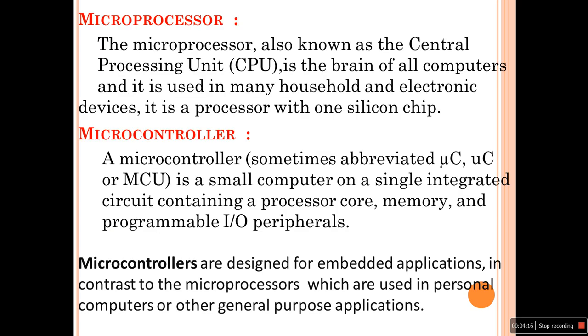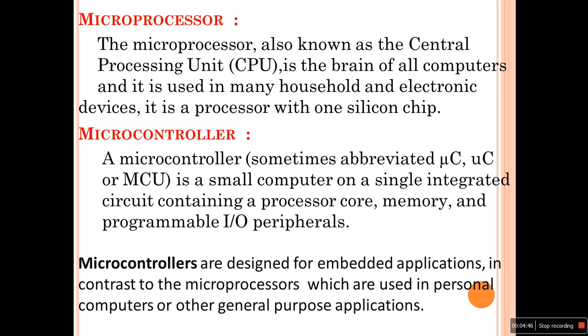How is the embedded system formed? It is formed by a computer system. A computer system has a CPU, central processing unit, which is the brain of all computers, and it's used in different computations. But the CPU does not work alone; it has some peripherals.